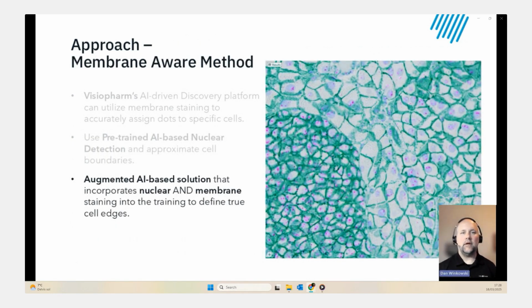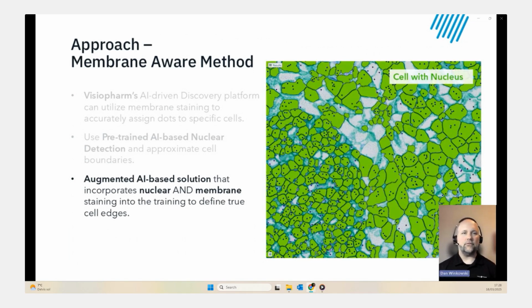Last up is our membrane-aware AI that we developed in our discovery platform. Now, this method takes advantage of the nuclear and membrane stains and allows the AI to learn the true cell boundaries based on ground truth coming from the chemical stain. So let's take a look at some of the results using this method. So here are the cells identified using this method.